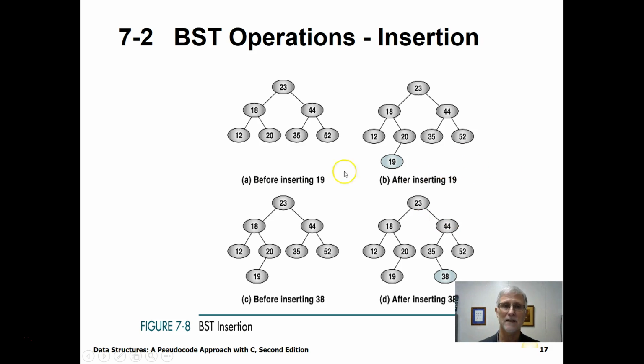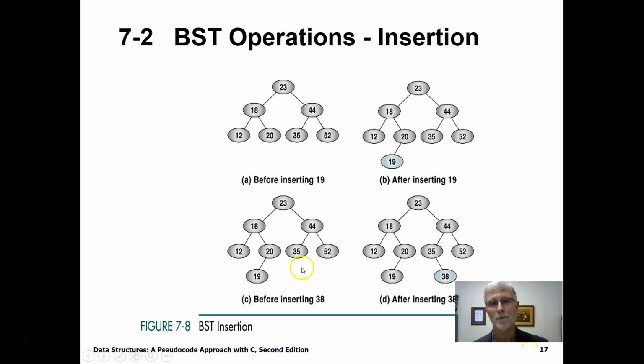Here's just a brief example. We had a tree, looks like the same one we had a few slides ago. We're going to insert 19. So I'm going to make a comparison to 23. It's less than 23, go to 18. 19 is greater than that, I go to the right. It's less than 20, go to the left. So I'm looking for that first leaf position that's open, and then I go ahead and add that.